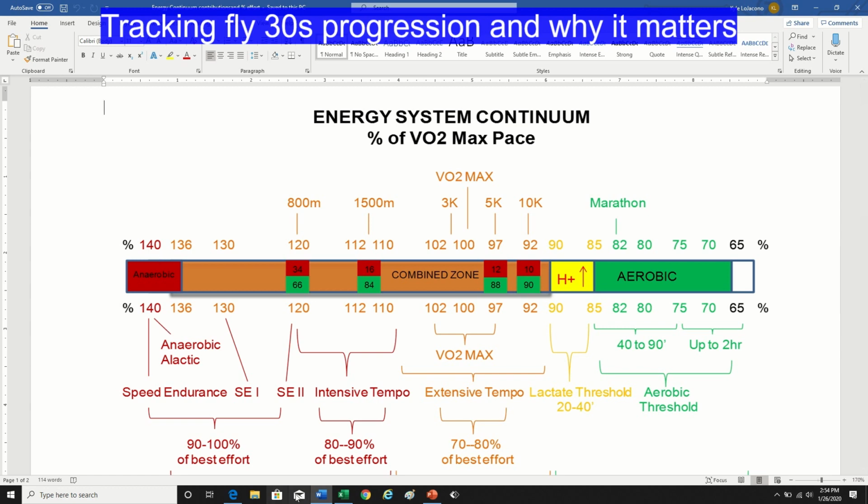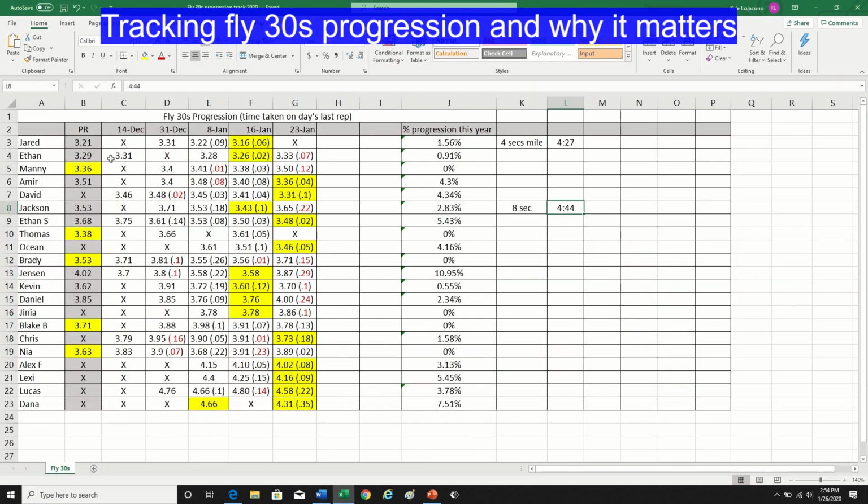So for an example here, this is from the team that I coach, Wharton High School in Tampa, Florida. Every single year at the beginning of the season, I come up with a fly 30 progression. We do this about every week to every other week. It's not as important to do this as it is for your 100 and 200 meter runners, where you're getting both the improvement and the contribution to the race.